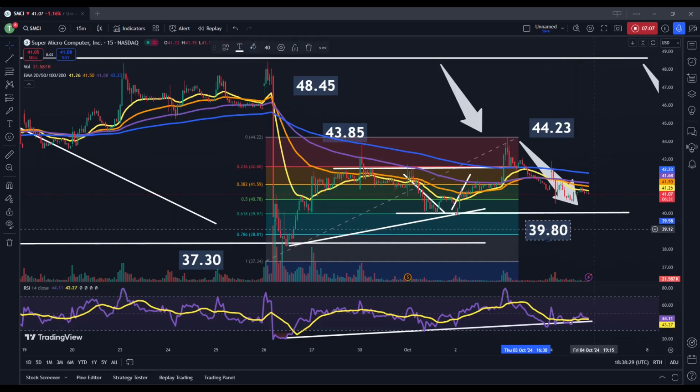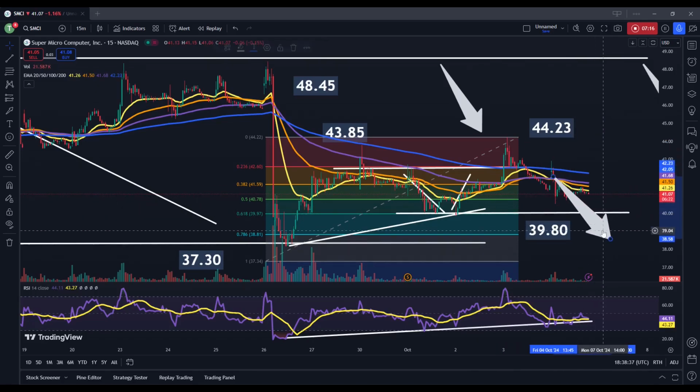So, a bear trigger here. There are people that are short this stock or are looking to short this stock. One potential signal here that you could look for would be a break below this 39.80 area. That really would take some steam out of the stock, put some momentum back on the downside, and possibly force us back into those lows at $37.30. So here's the current stock market update for Super Microcomputer Incorporated, stock ticker SMCI.